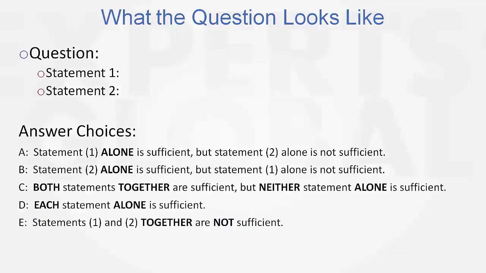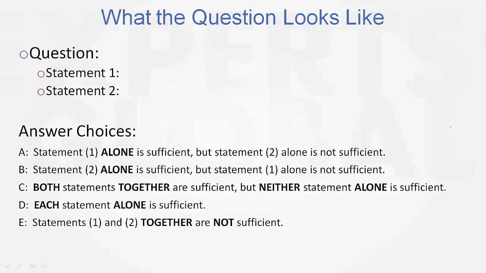Option A is that Statement 1 alone is sufficient, but Statement 2 alone is not. Option B is that Statement 2 alone is sufficient, but Statement 1 is not. Option C is that both statements together are sufficient, but very importantly, neither statement alone is sufficient. That means you must combine the two statements only when each statement alone fails to answer the question.